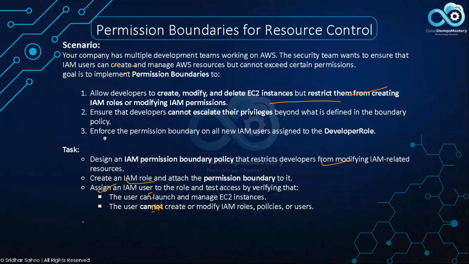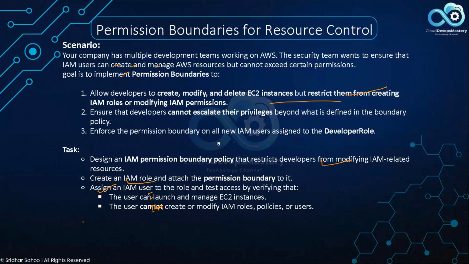What is our third requirement? Enforce the permission boundary on all new IAM users assigned to the developer roles. Like that Sidhu user, going forward, any user he creates, he will apply the permission boundary to all of them. I mean, for the upcoming new IAM users, he will apply those permission boundaries. Unless he applies those permission boundaries, he cannot create the user. Clear? So that is how we are going to perform in the lab.